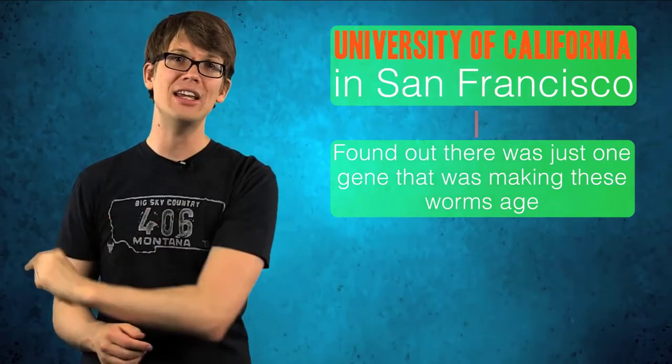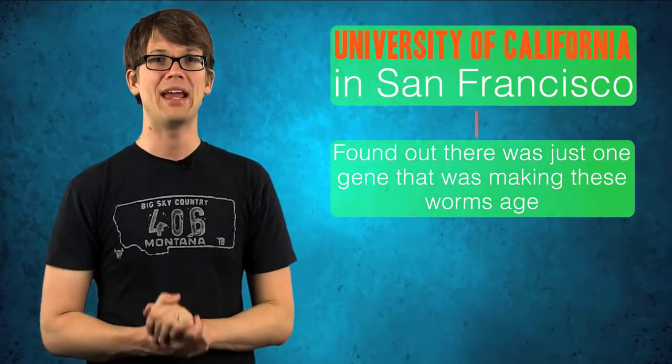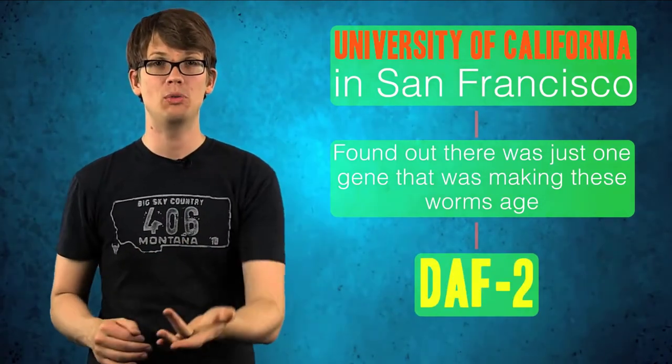In 1993, Cynthia Kenyon, a biologist at the University of California in San Francisco, found that there was just one gene that was making these worms age. It's called DAF2, and when she messed around with that gene, basically mutated it so that it didn't work, her worms started to live 28 days instead of just 14. Twice as long. If they did that for us, we would live to be like 160. And not only that, the worms were spunky and vivacious all the way until they croaked.